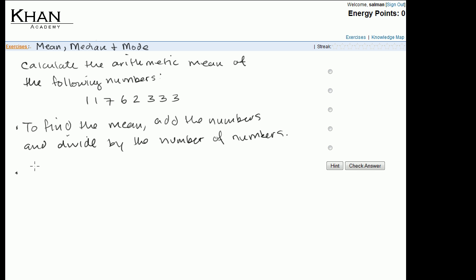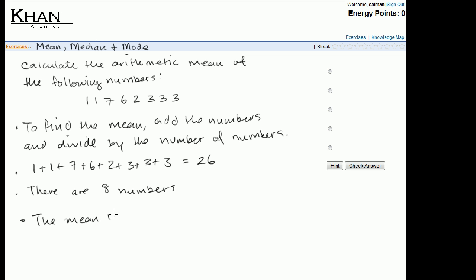Then the next hint: 1 plus 1 plus 7 plus 6 plus 2 plus 3 plus 3 plus 3 is equal to, in this case, what? 9 plus 6 is 15, plus 5 is 20, it's equal to 26. And then we'll say there are 1, 2, 3, 4, 5, 6, 7, 8. There are 8 numbers. The mean is 26 over 8, or 3.25.